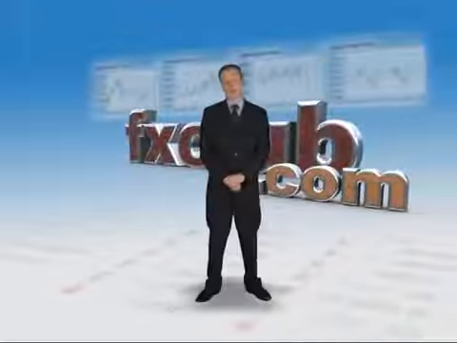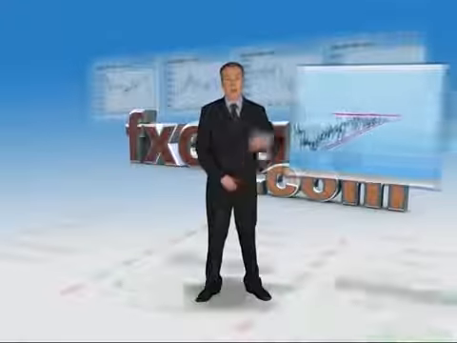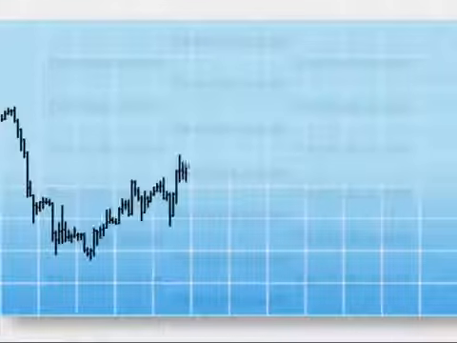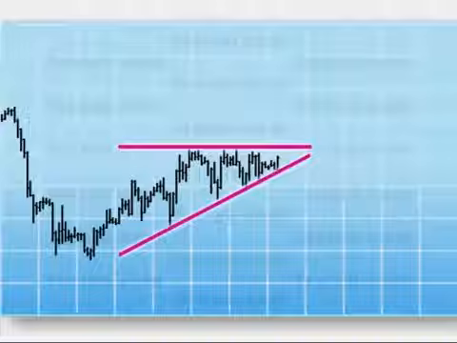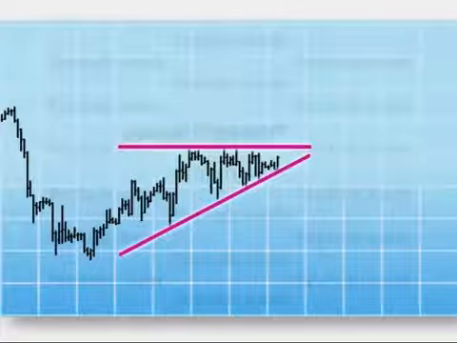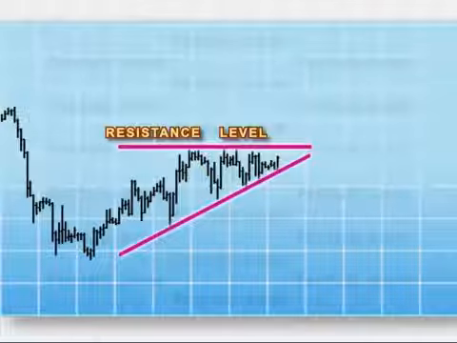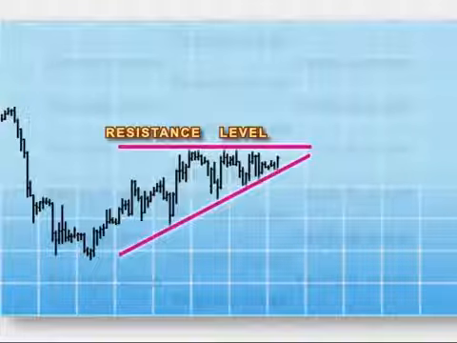The other two triangles in the chart room are both right-angled triangles, ascending and descending. Let's start with the ascending triangle. It's a close relative of the symmetrical triangle. The essential difference here is that instead of a resistance line, we have a resistance level. This gives us a horizontal upper line.